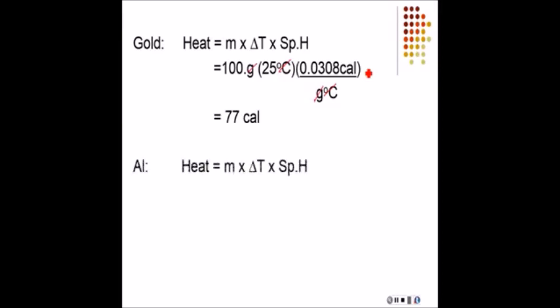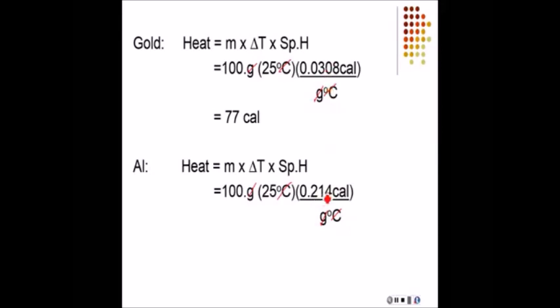Now for the aluminum, same formula. I make my substitutions. I cancel my units. The grams go, the degrees centigrade go. You get calories for an answer. Now the difference in this is really the specific heat. Look at how much bigger the specific heat of aluminum is than the gold. So that's a 3 and that's like a 21. So that means that aluminum has 7 times the heat capacity of gold.